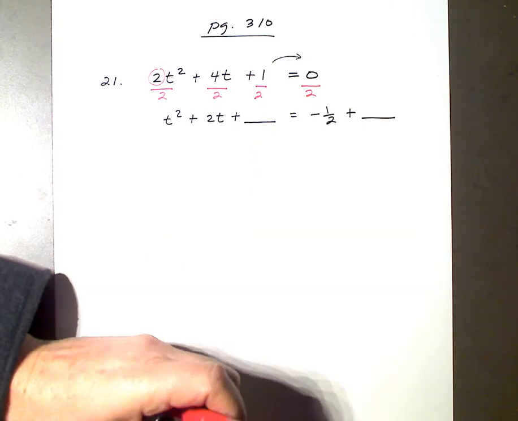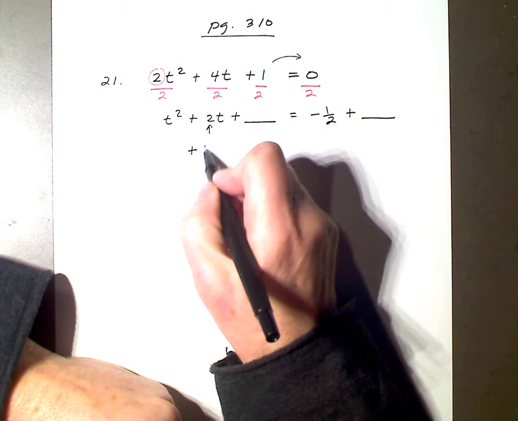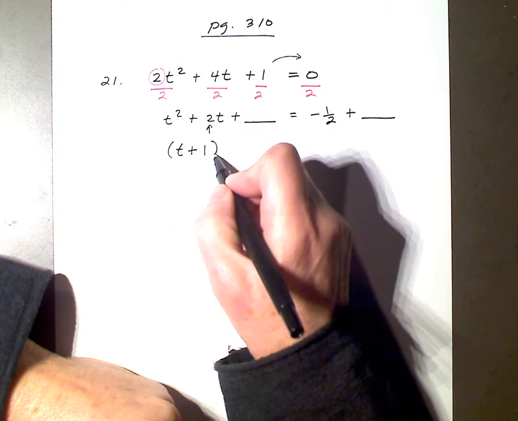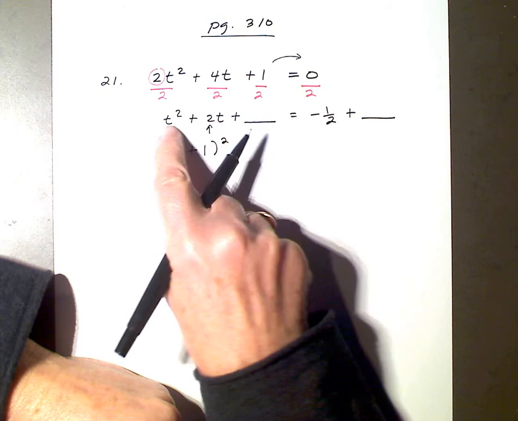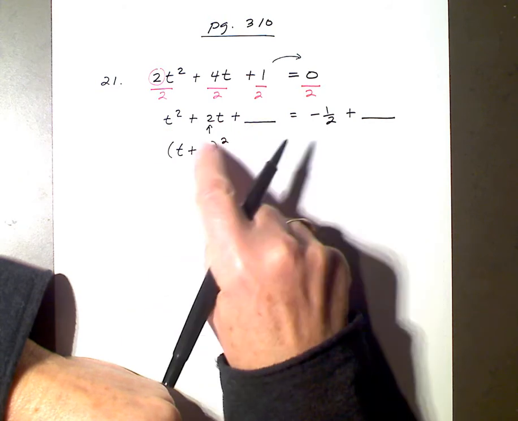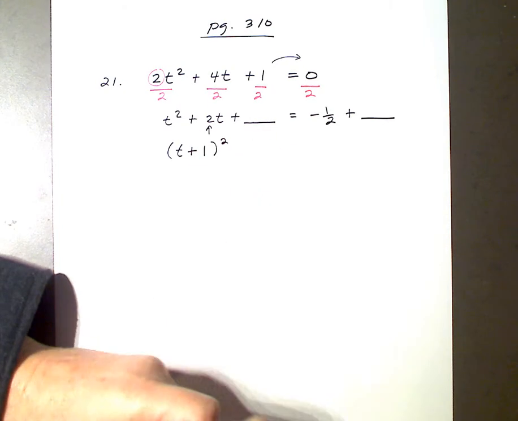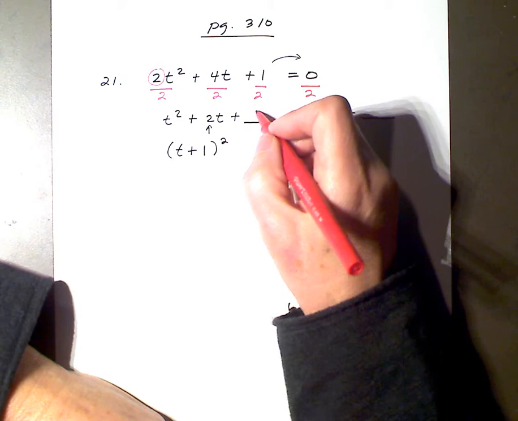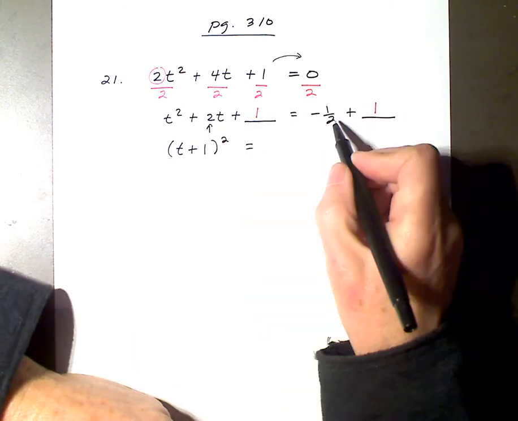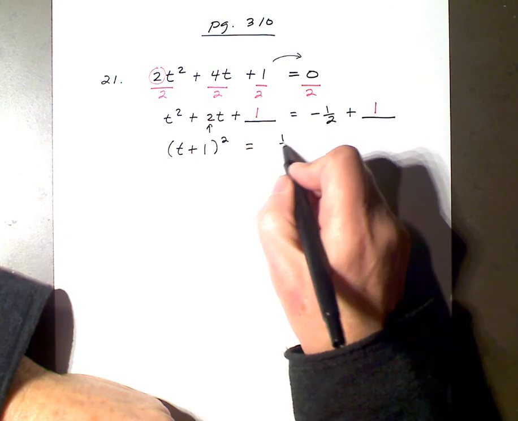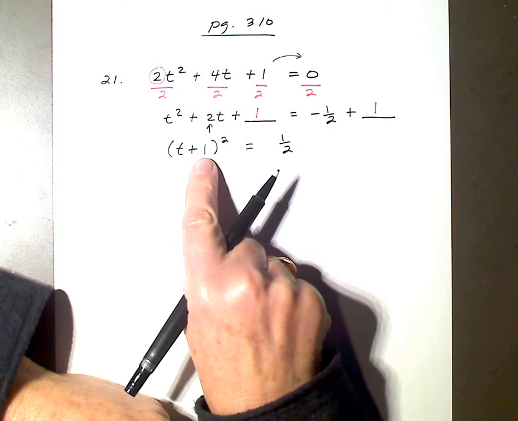Now I'm going to take half of this b term right here, half of positive 2, which is 1. And I'm going to say that I want the left side to be t plus 1 quantity squared. So what I have to add to this trinomial here to make it t plus 1 times t plus 1, that perfect square trinomial, is the 1 squared. So that's a 1 on the left, I have to add a 1 on the right. So now on the right I have negative 1/2 plus 1, or positive 1/2. So that's my goal. Squared binomial equals 1/2.